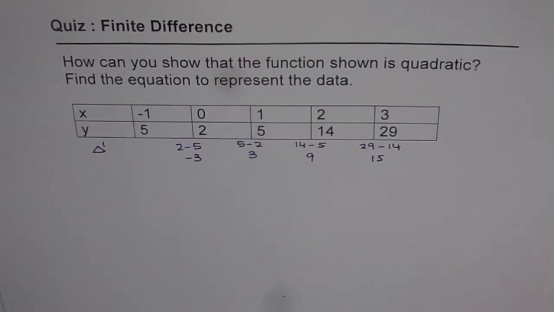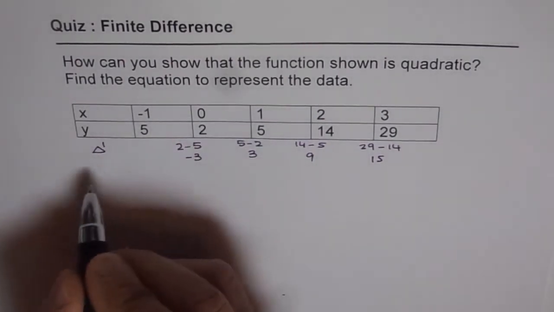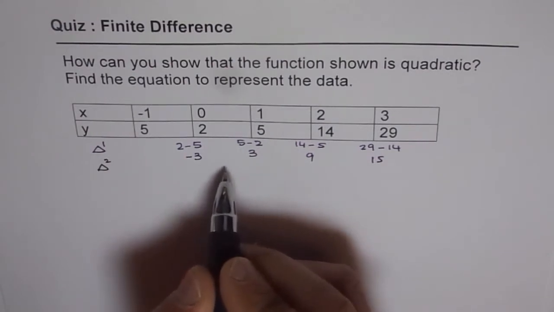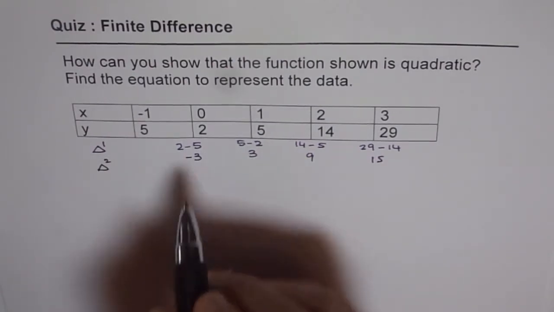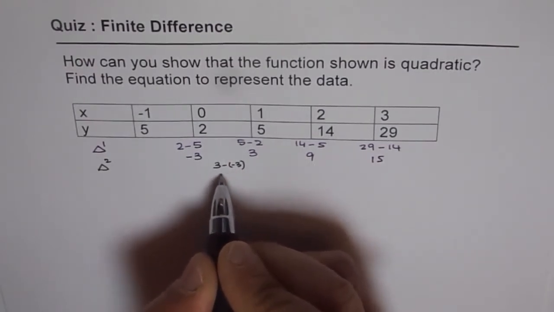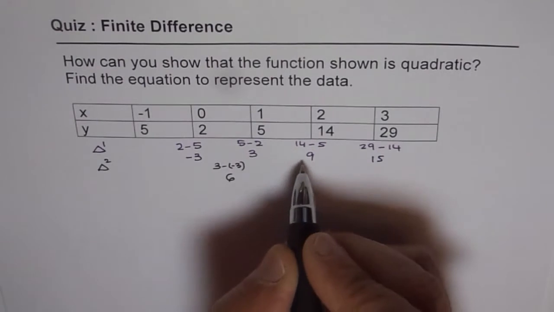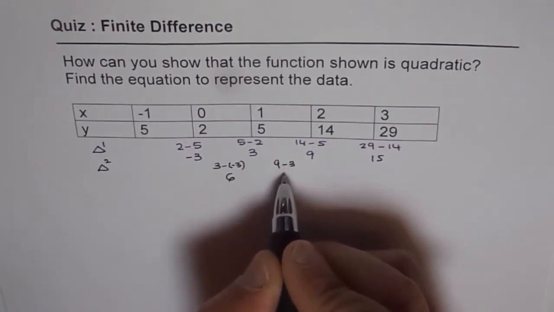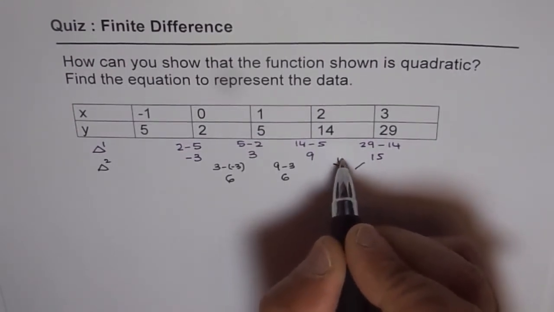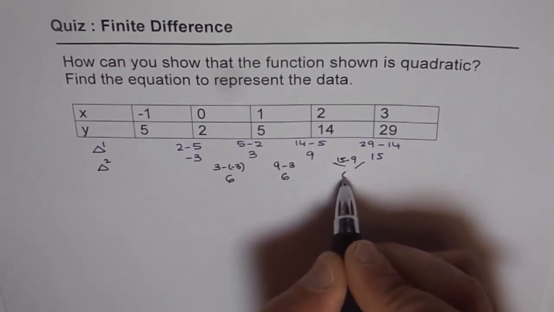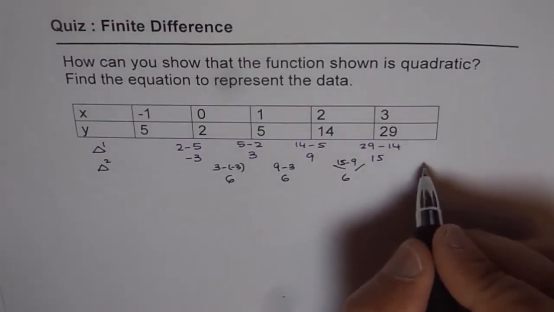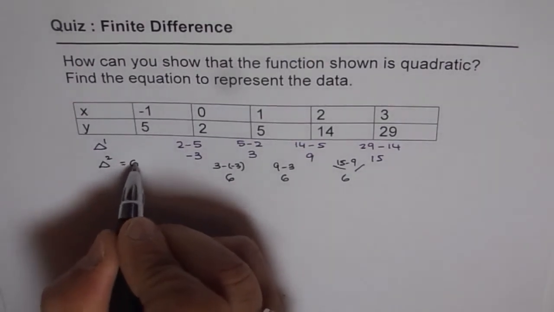So let me use different ink for second difference. That was the first difference. So the second difference for us is, now we'll again do y2 minus y1. You see that? So we'll do 3 minus of minus 3, and we get 3 plus 3, which is 6. Now in this case, we do 9 minus 3, which is again 6, and then 15 minus 9, which is again 6. So we find that the second difference is constant and is equal to 6.